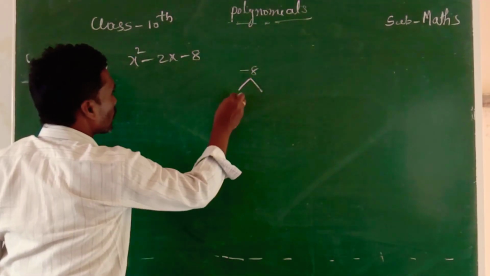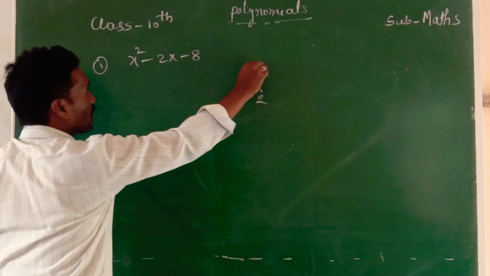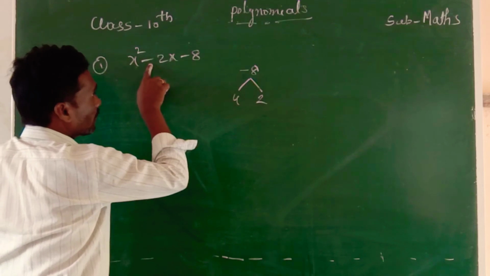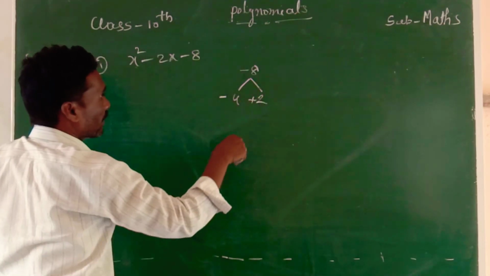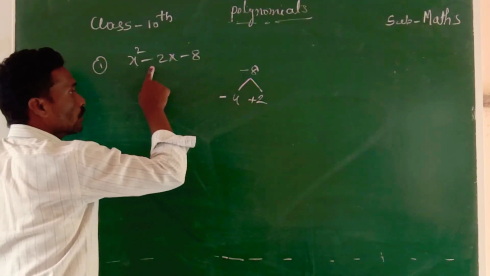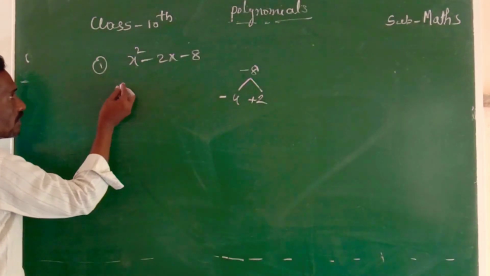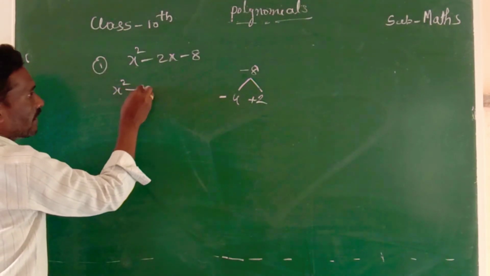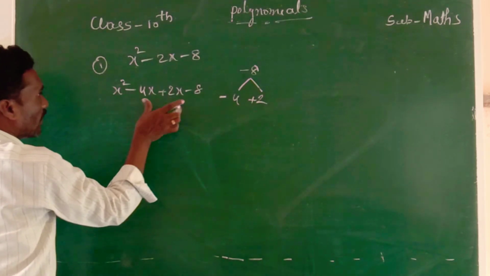Now how can we do this? 4 2s are 8 we will get. 4 2s are 8 means we have to get minus 2, and so minus 4 is bigger than 1 and plus 2. Minus 4 plus 2 we get minus 2, and if you multiply both, 4 2s are 8, so I will split this one as x square minus 4x plus 2x minus 8. The value will not change.